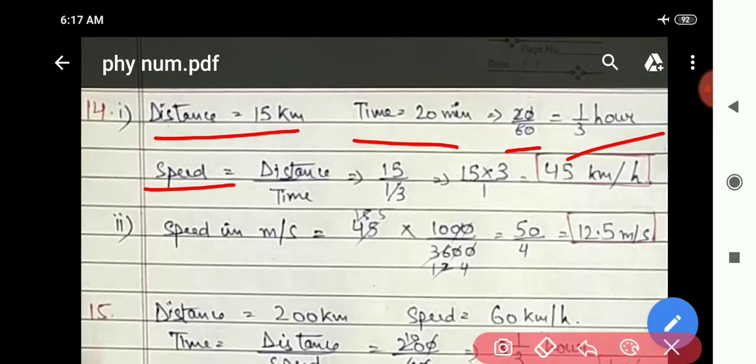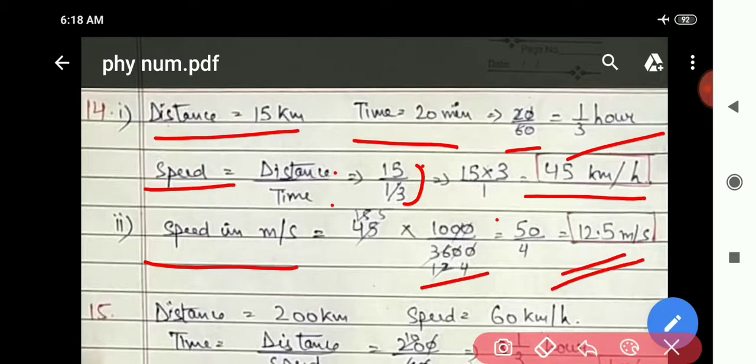Speed equals distance upon time, 15 upon 1 upon 3. So 3 will move to the numerator side and speed equals 45 km per hour. Now the speed in meter per second: 45 into 1000, it means kilometer is converted into meter, and divided by 3600, that is hours is converted into seconds, and we get the final answer 12.5 meter per second.